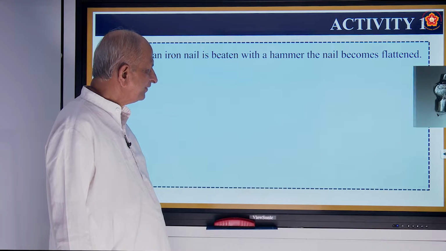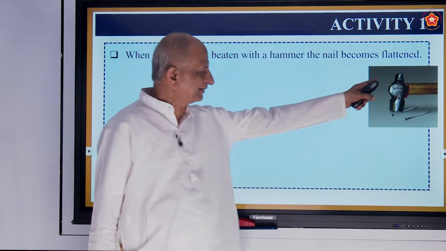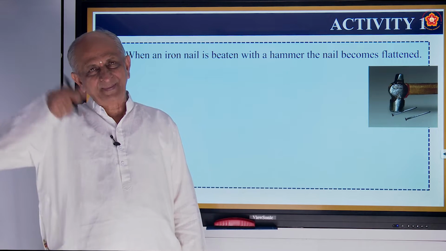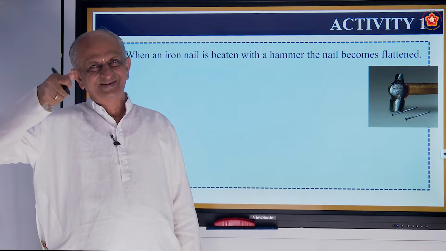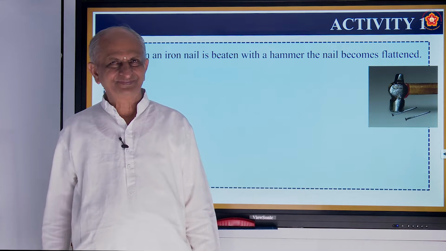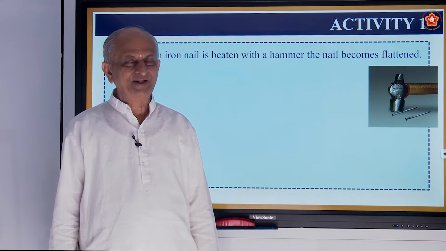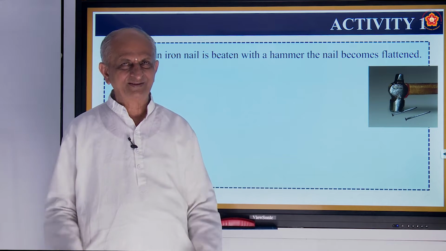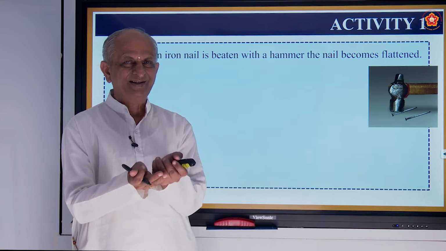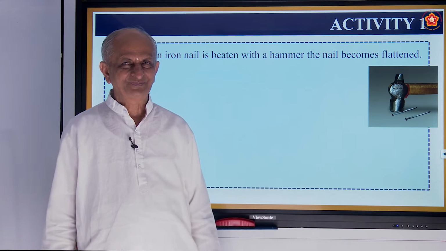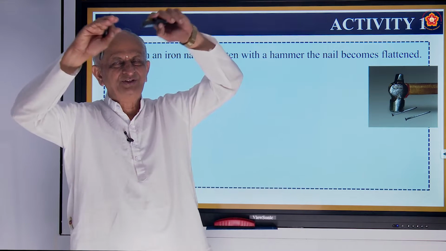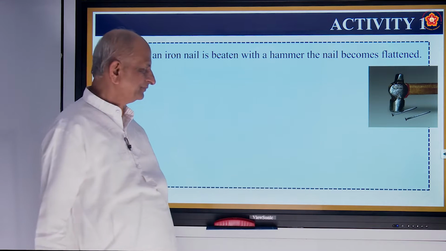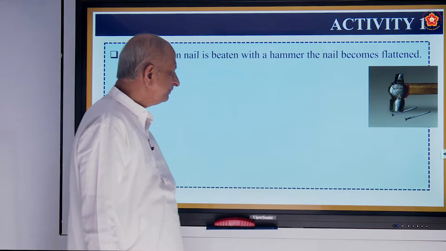So when an iron nail is beaten with a hammer, have you tried it? It becomes flattened. So this is the hammer. This is the iron nail. Suppose you beat it, what happens? It becomes flattened, correct? Similarly, if you keep a coin on the railway track and the train passes through that, what happens? It gets flattened. And that is how these vessels are made. They flatten the metals. What is that property called?